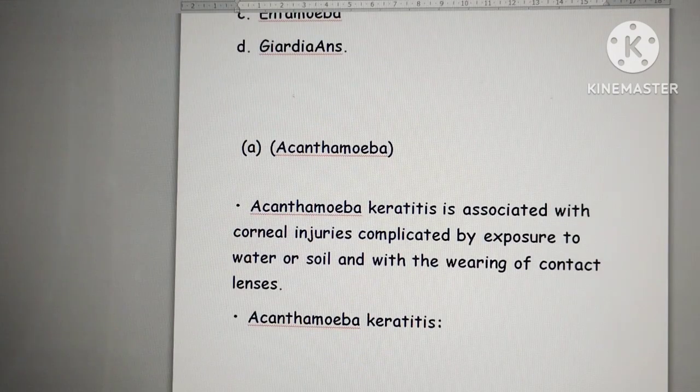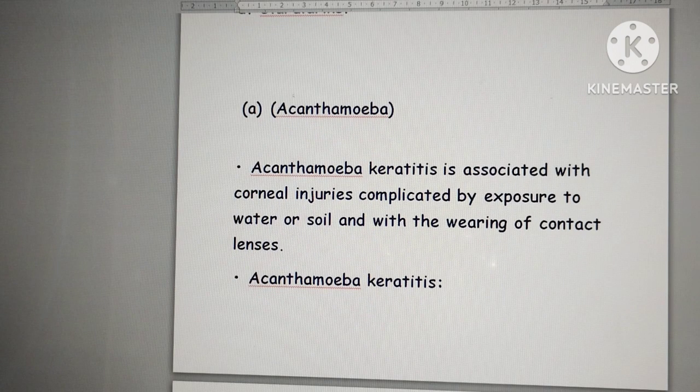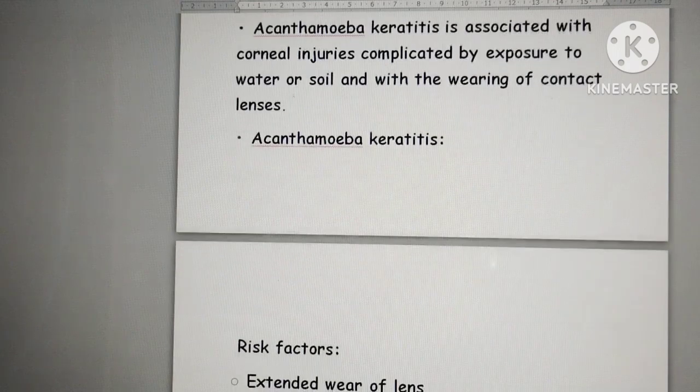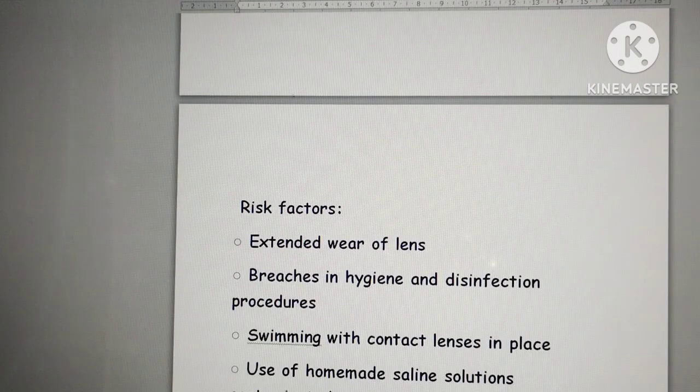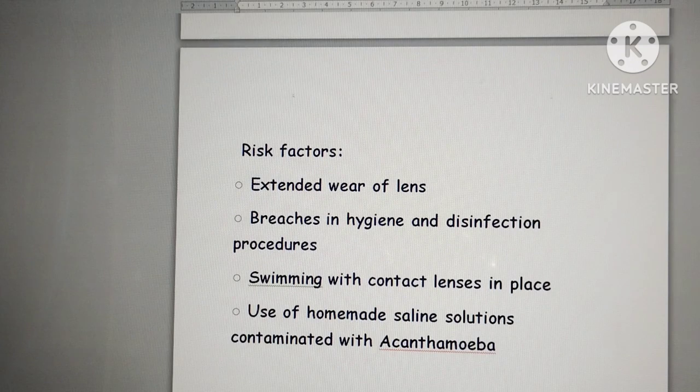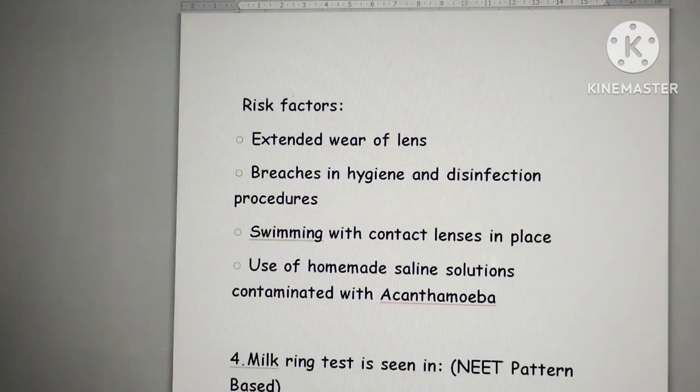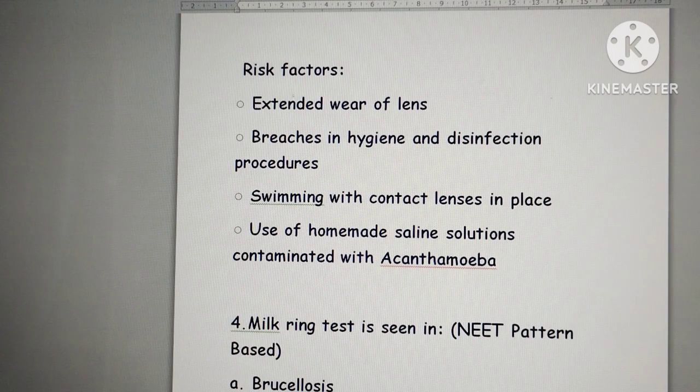So Acanthamoeba keratitis is usually associated with corneal injuries. It is usually because of contact with a contact lens, or if you are using a lens wash solution which has been contaminated with Acanthamoeba. The risk factors are extended wear of lenses, any procedure with defaults or breaches, and swimming with contact lenses in place, since swimming pools are a high risk factor, and use of homemade saline solution which is contaminated with Acanthamoeba. So today's questions overall are clue based. Okay, I will be recalling at the end.